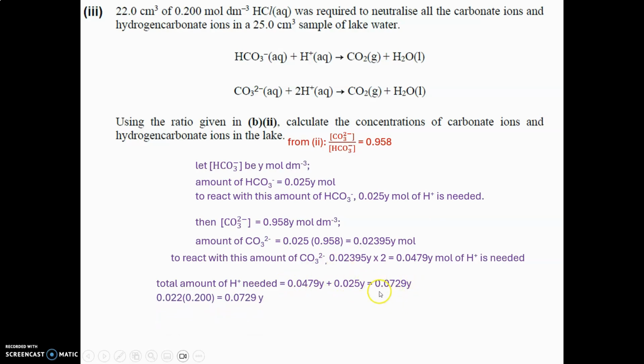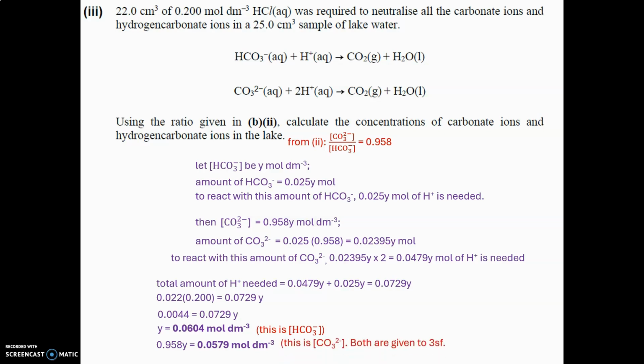And this is the same as the amount of H plus ions that is present in 22 cm cube of 0.2 mole per dm cube of HCl. So we equate these two and we solve for Y. Y will be 0.0604 mole per dm cube, which is our hydrogen carbonate ion concentration. And 0.958Y will be 0.0579 mole per dm cube. And this is the concentration of carbonate ions. Both of these numbers were given to 3 s.f.